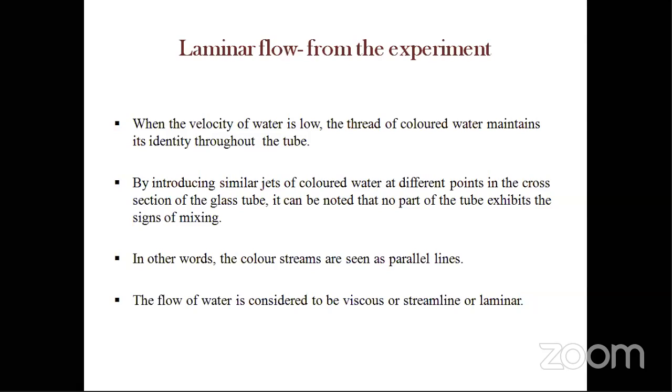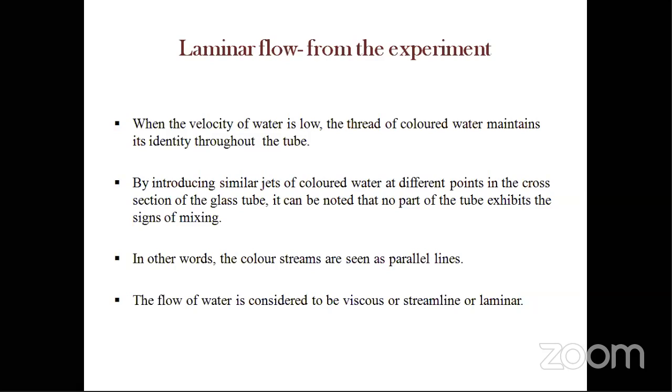So when the velocity of the water is low, the thread of color, this line of color in the water, maintains its identity through the tube. This is done by introducing similar jets of colored water at different points in the cross section of the glass tube. If we take a cross section of the glass tube, it looks like a jet in between the water as it flows.